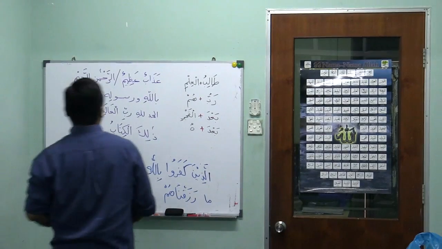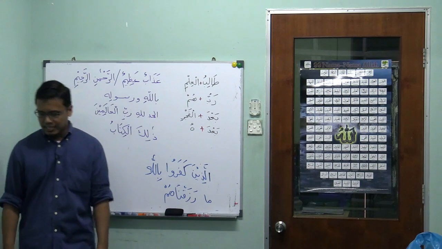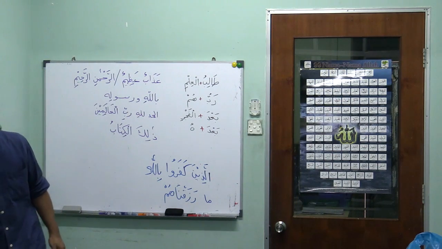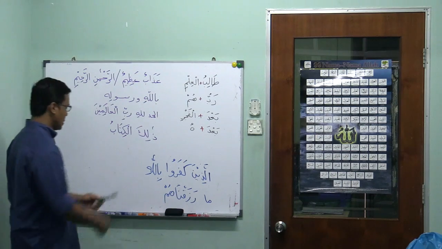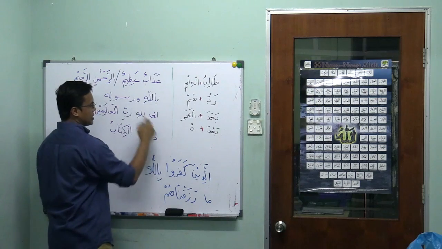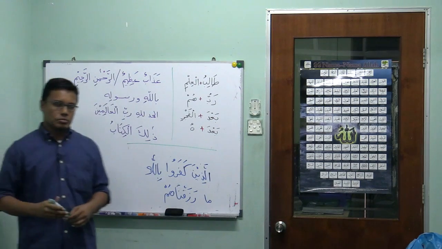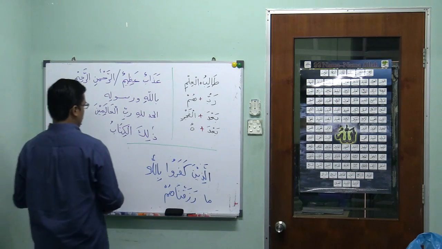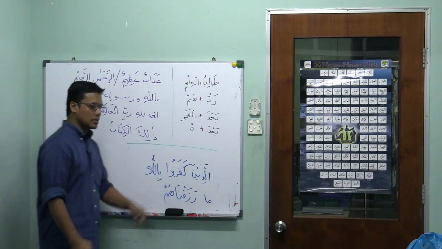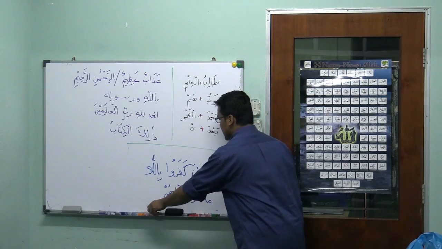Okay, now we go into phrasal structures in Arabic. There are 3 kinds of phrasal structures in Arabic. This is the first, this is the second, and this is the third. Now, let's begin with the easiest one, which is called the relative structure. Let's write the meaning first.